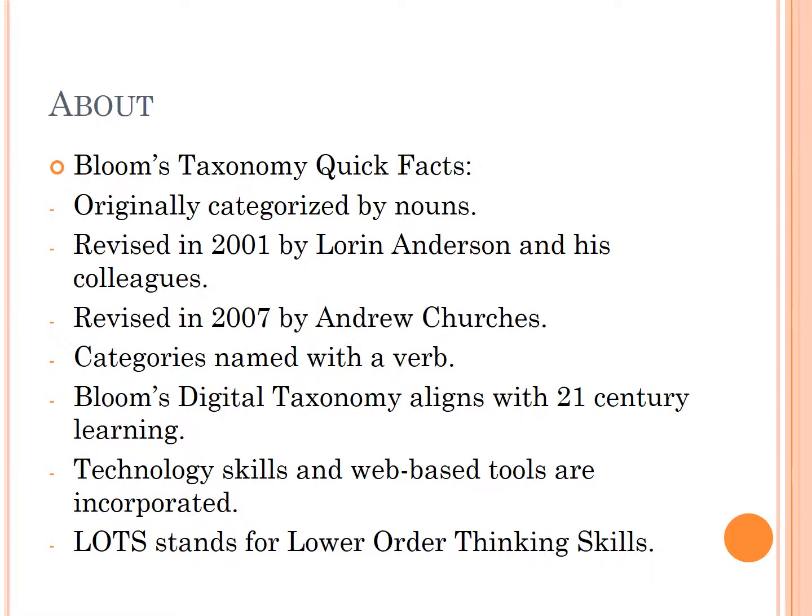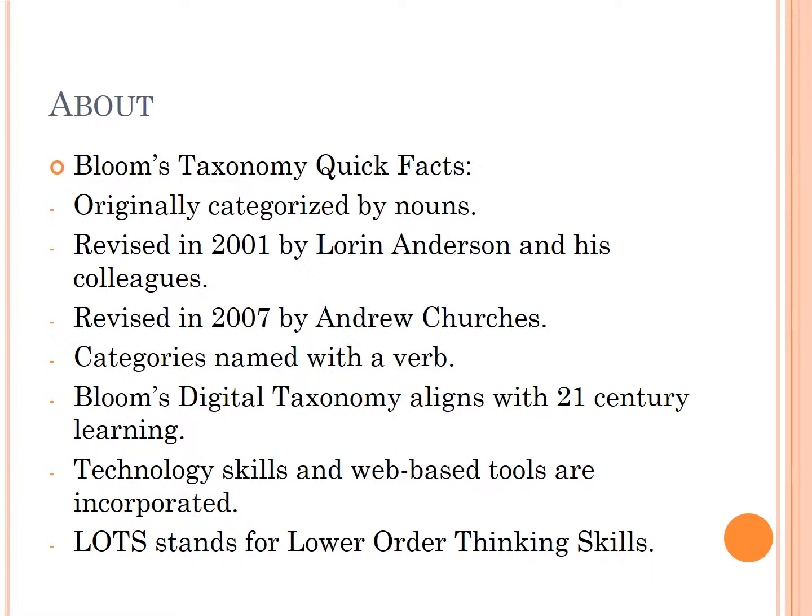Bloom's taxonomy was originally categorized by nouns, but was then changed to verbs. It was then revised in 2001 by Lorin Anderson and his colleagues. Then, for a second time, the taxonomy was revised in 2007 by Andrew Churches. Bloom's digital taxonomy aligns with 21st century learning and through its objectives shows that thinking skills are very important when it comes to knowledge and content.